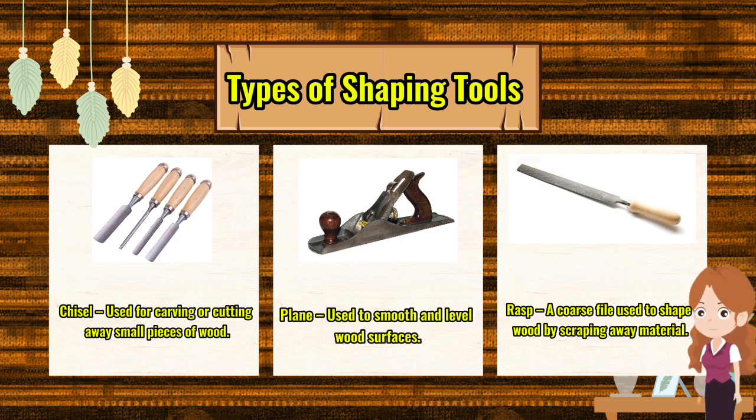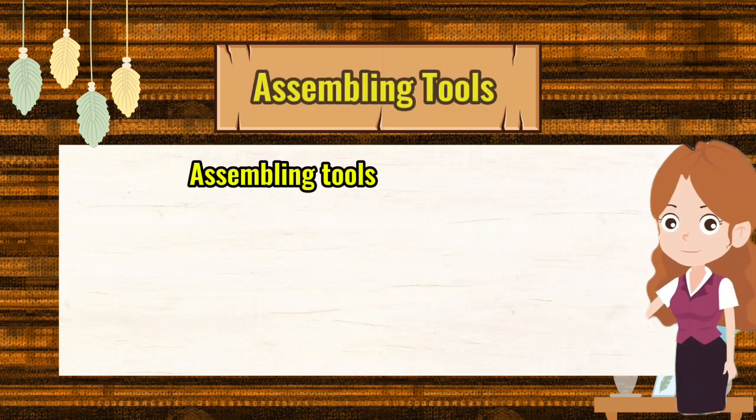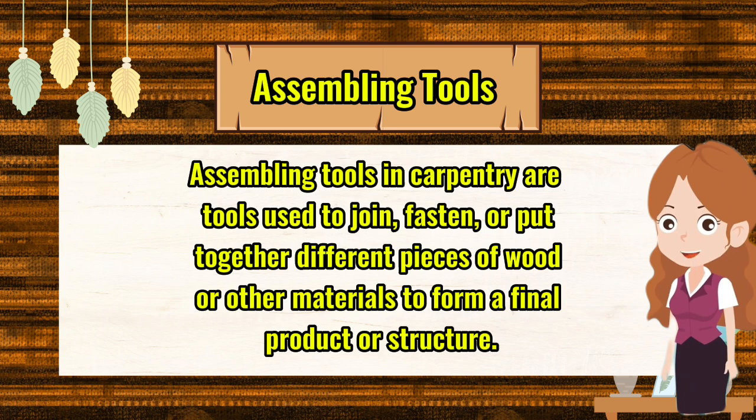We have chisel. It is used for carving or cutting away small pieces of wood. We also have plane. It is used to smooth and level wood surfaces. And also rasp, a coarse file used to shape wood by scraping away material. And now let's proceed to the assembling tools.